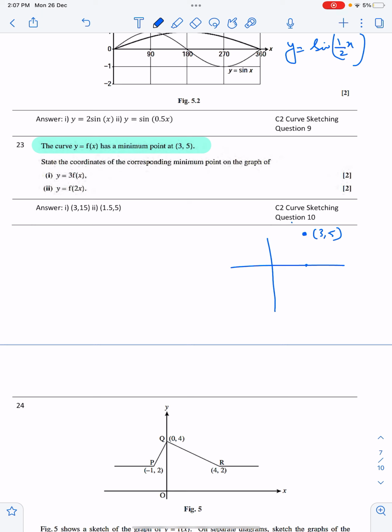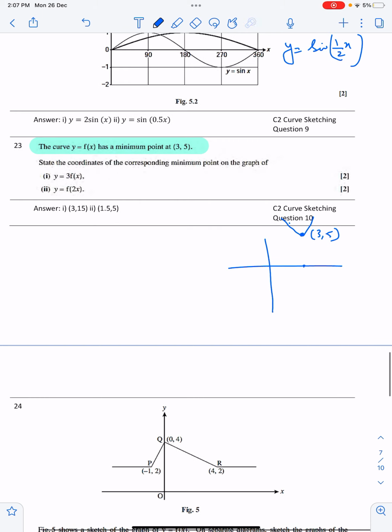Okay, this is the minimum point of the graph. State the coordinates of the corresponding minimum point on the graph of y equals 3 times f of x. 3 times f of x means this point is going to go up, and whatever is the distance from the x axis, which is 5 units, it will go on to 15 units. The x coordinate will remain the same.